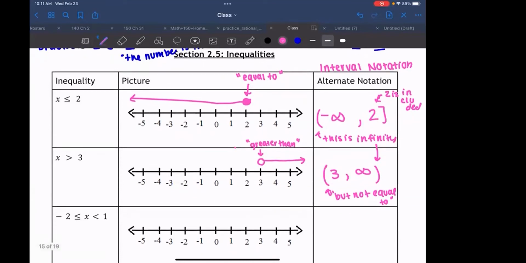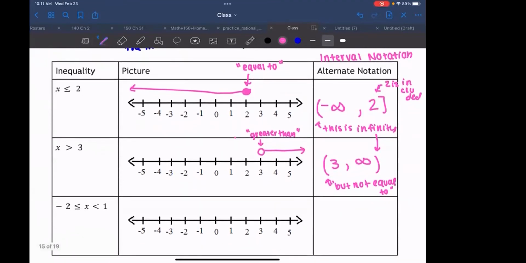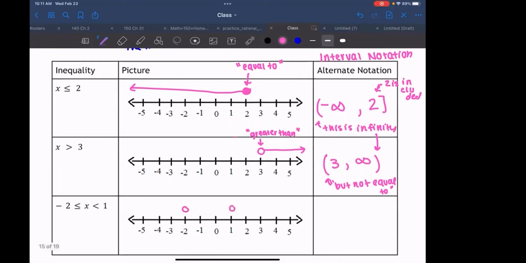Okay, so let's go down to the third example. Now we have 2 numbers and x is kind of smushed in between the 2 numbers. So instead of x is bigger than something, it's -2 is less than or equal to x, but x is less than or equal to 1. Here's how we graph this. Well, we have a -2 and we have a 1. So that's pretty easy to plot, right? Which circle am I going to fill in?